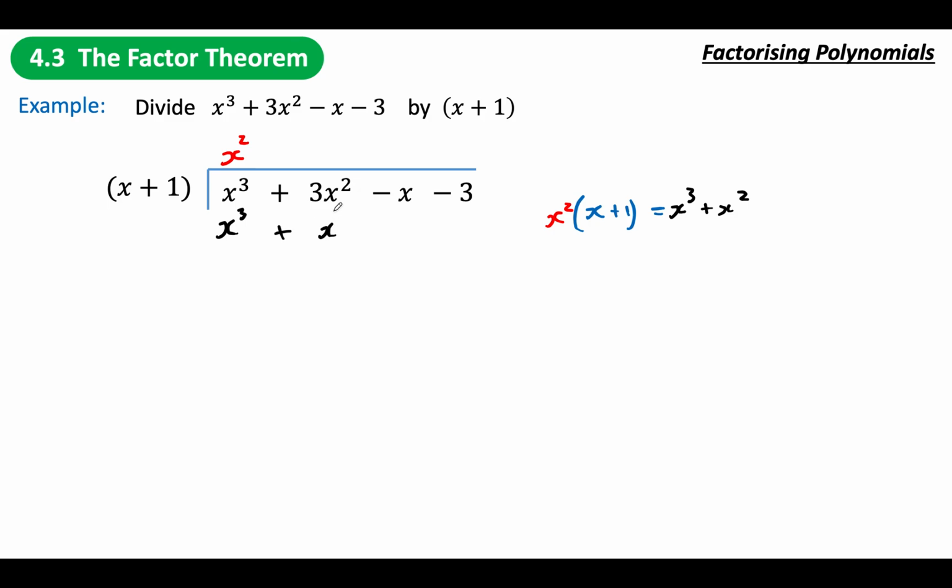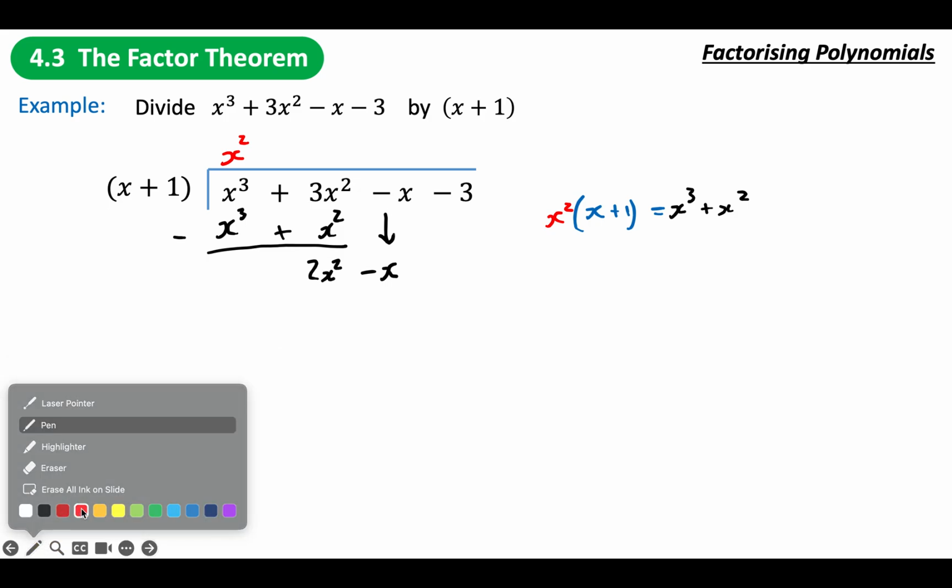And you'll notice that the powers match, which is good, they're supposed to match. That's the whole point. And we take one away from the other and see what's left. It's a lot like long division. Now, x cubed take away x cubed is nothing. 3x squared take away x squared is 2x squared. So that's the next thing we're going to work with. We then bring down the next part, which is minus x. And we do the same thing again.